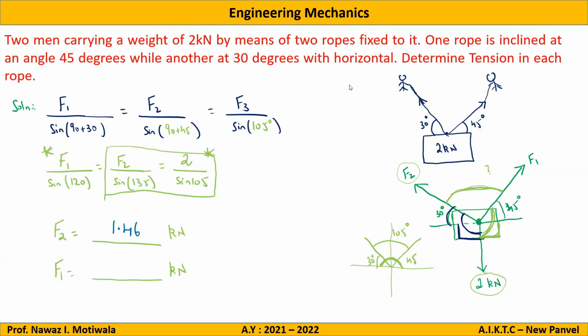Sir, F1 is equal to 1.793. Perfect answer, 1.793. So can you see how easy it was? No resolution, nothing to do, no sin, no cos, nothing. Just if you see three forces acting at a single point, just apply Lami's theorem and you get the answer in 1 or 2 lines.